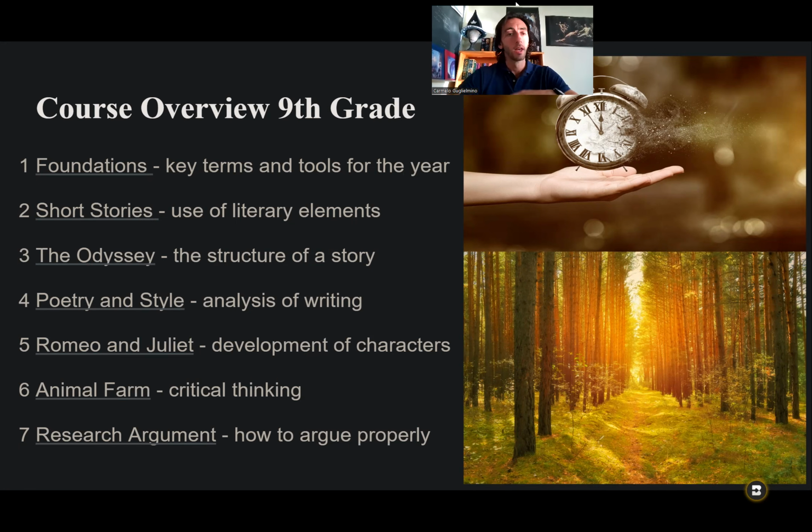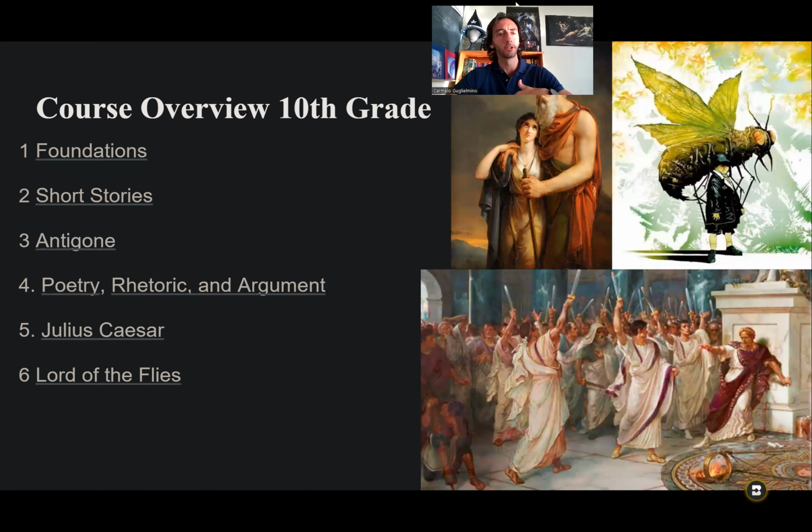So that's 9th grade. 10th grade is very similar. As you can see, the structure is basically the same. We have that foundations unit, which we're still going to do. We're going to move into short stories. I think it's four short stories, which are much more in depth than the 9th grade ones. Our classical text is Antigone, which is an ancient Greek play, so we're going to read that.